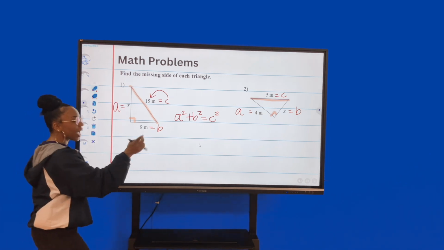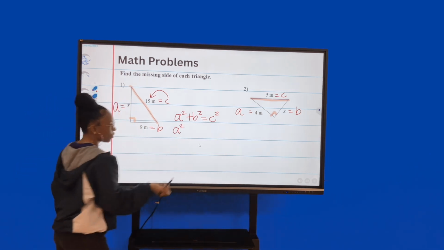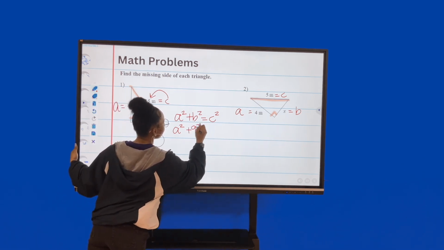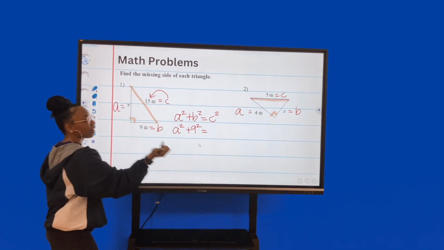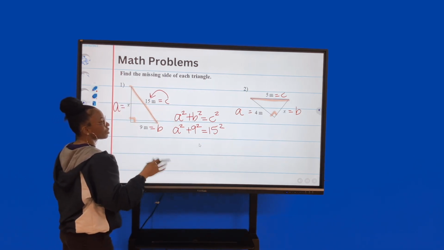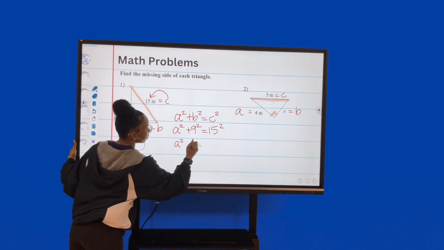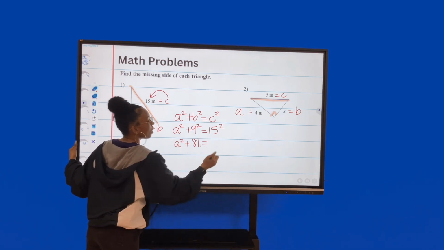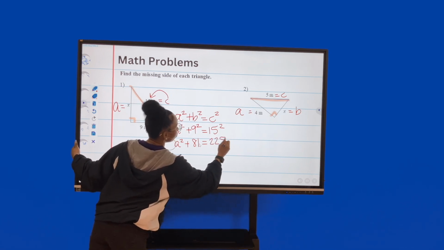We do not know a, so I'm going to leave a as a squared. I do know what b is, so b is now going to be 9 squared. And then c squared is now going to be 15 squared, okay? So now I'm just going to do my exponent. So a squared stays the same. 9 squared is 9 times 9 or 81. 15 squared is going to be 15 times 15, which is 225.